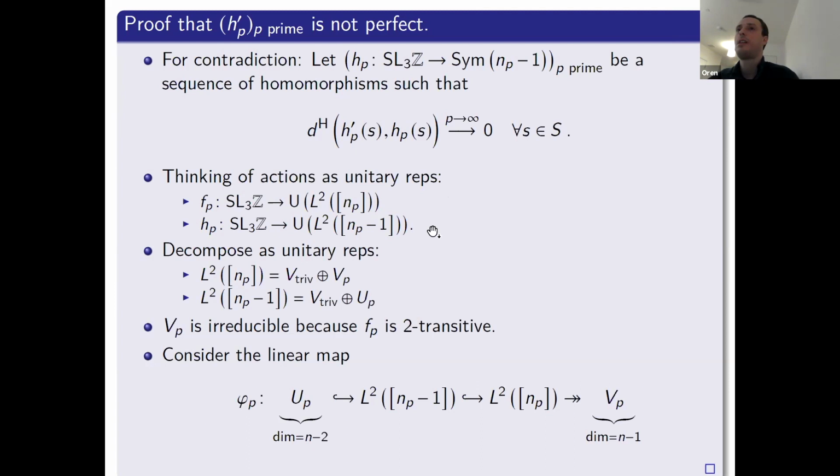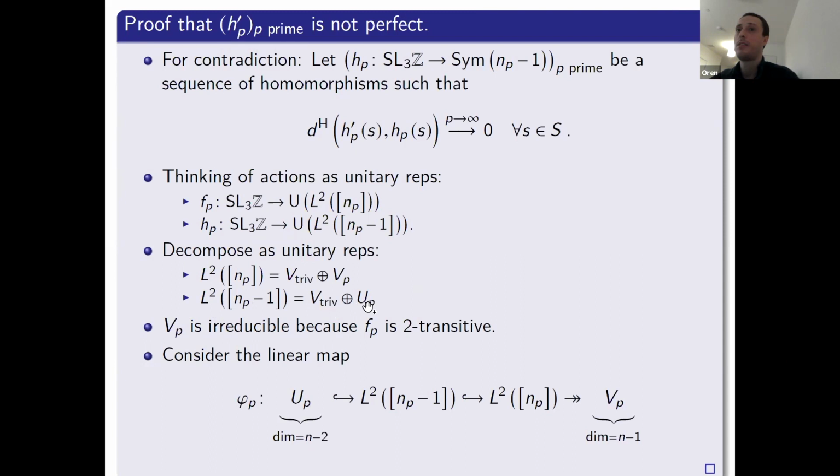Now that I have unitary representations, I can decompose them. I'm not saying that I'm decomposing all the way, but this representation on the vector space of functions from the numbers 1 to N_P to the complex numbers, I just decompose it as a sum of a trivial representation and the orthogonal complement of the trivial representation. Here the trivial representation is just the constant functions. And I'm doing the same to the representation H_P, which is on the functions from 1 up to N_P minus 1 to the complex numbers. I'm taking the trivial representation and the orthogonal complement.